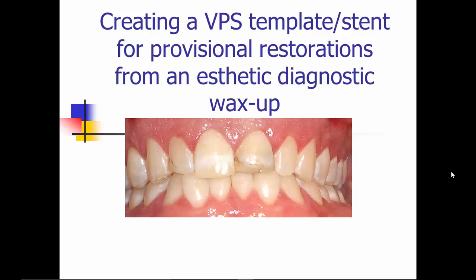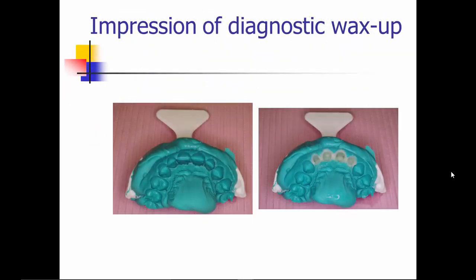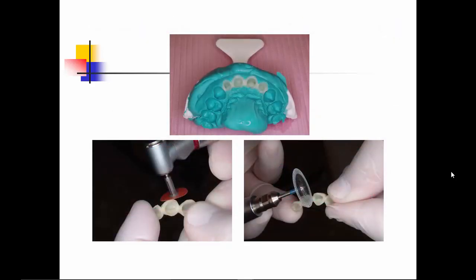I'm creating a VPS template, a stent, for these provisional restorations by making an impression of an aesthetic diagnostic wax-up from 7 to 10. I make an impression of the diagnostic wax-up, and then using the same technique, the bisacryl, using an auto-mix tip, is placed in the number 7 to 10 imprints. I place it on the teeth. 75 to 90 seconds later, I remove it from the mouth, and the material comes out with the impression that I've made. I then do my adjustments.